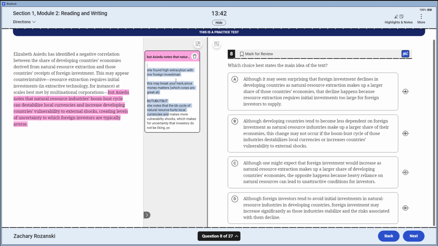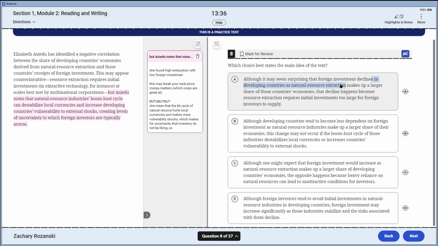I really understand this text. Although it may seem surprising that foreign investment would decline in developing countries as natural resource extraction grows, I don't know if it's a decline. They would just be scared to do it. But that decline happens because resource extraction requires initial investments far too large. That's just not true. They absolutely have the money. It's not that it's too large. It's just that they're averse to those kinds of investments. They could supply it. They're just afraid to.